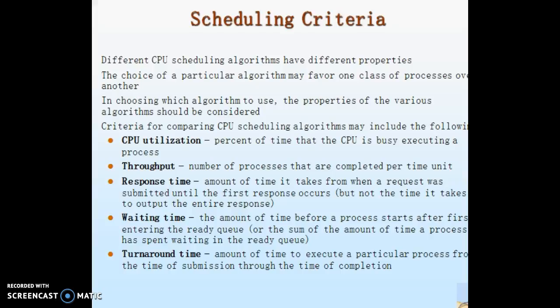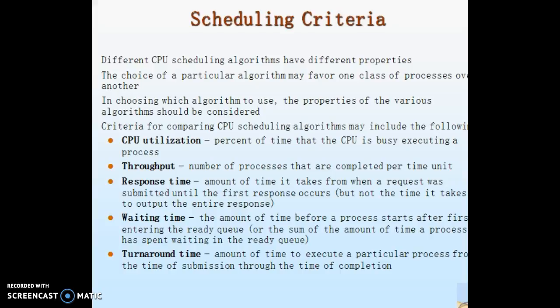Scheduling criteria. Different CPU scheduling algorithms have different properties. The choice of a particular algorithm may favor one class of process over another. In choosing which algorithm to use, the properties of the various algorithms should be considered. Criteria for comparing CPU scheduling algorithms may include the following: CPU utilization, throughput, response time, waiting time, and turnaround time.